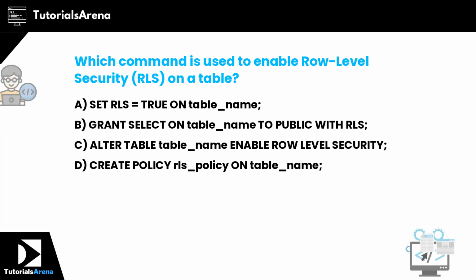Which command is used to enable row-level security, RLS, on a table? The correct answer is option C, alter table table_name enable row level security.